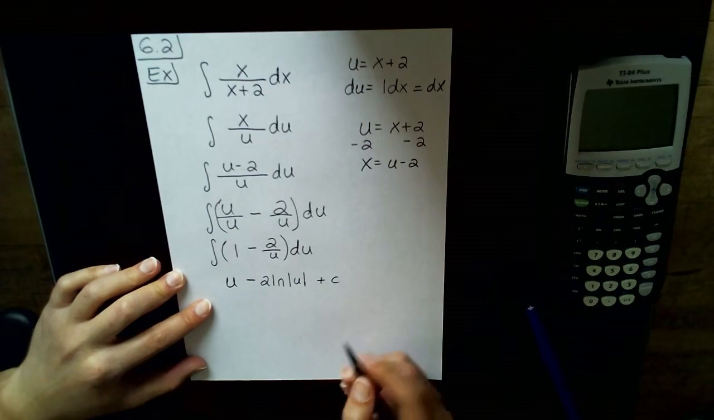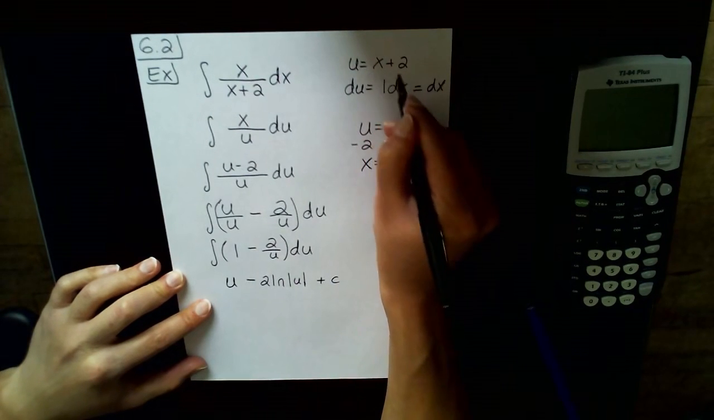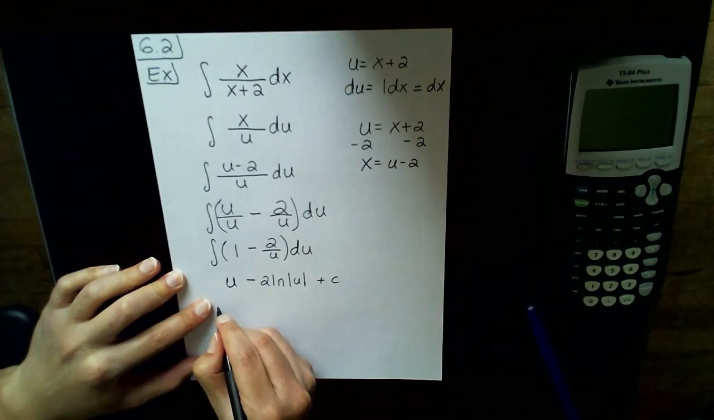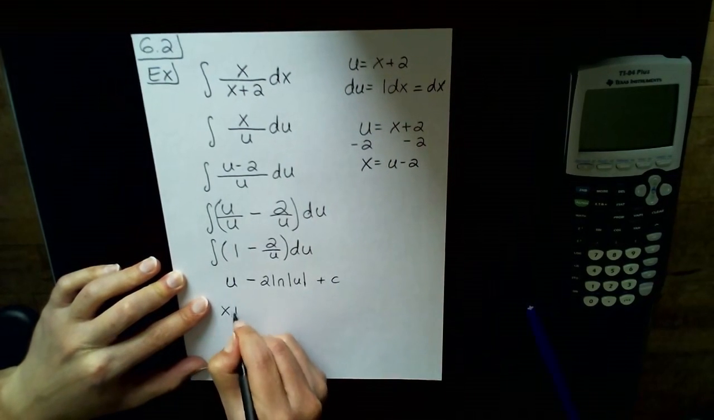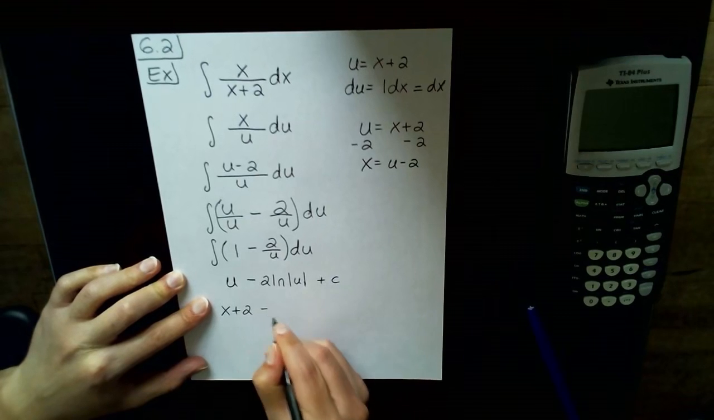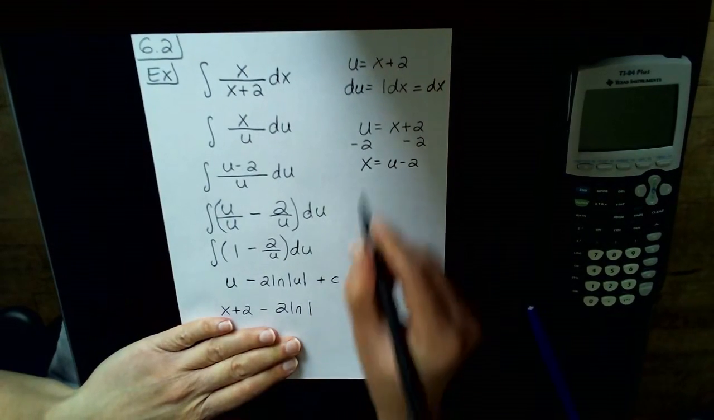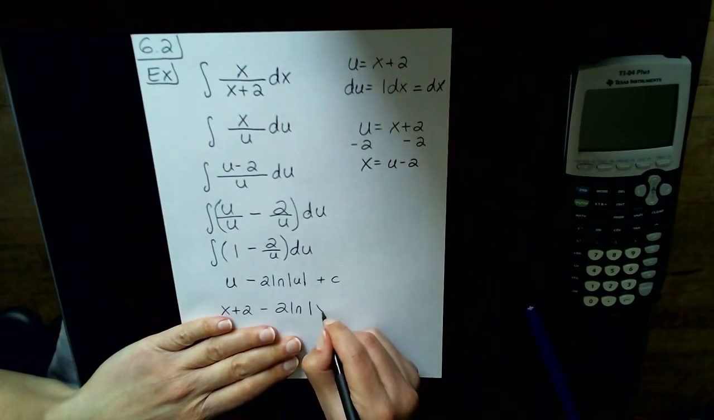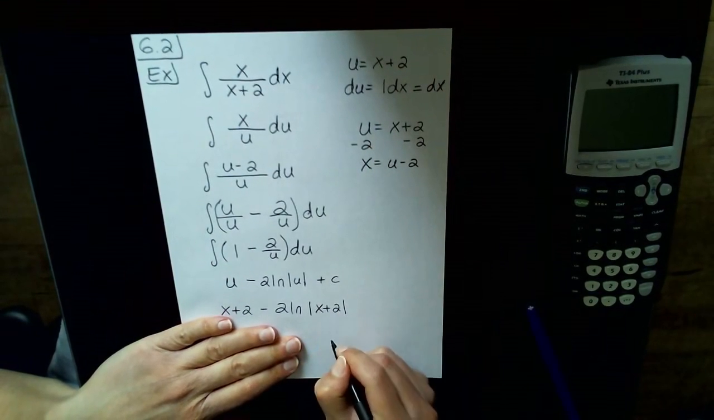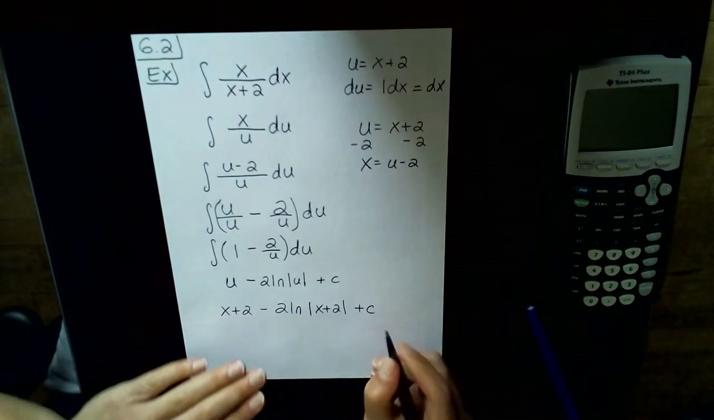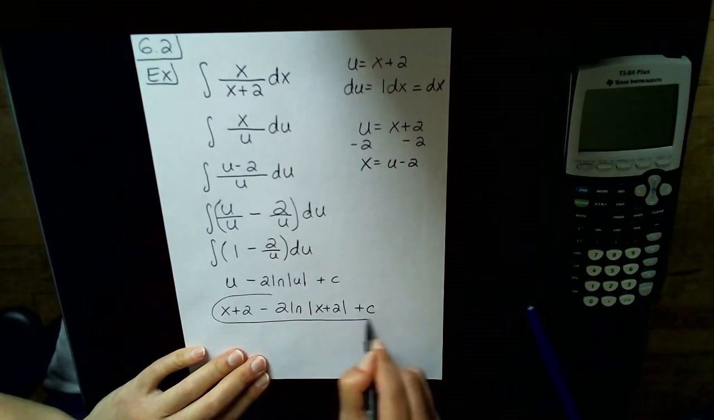And from here, we can plug our value of u into our final answer, which gives us u becomes x plus 2 minus 2 natural log of the absolute value of u again is x plus 2, all plus c.